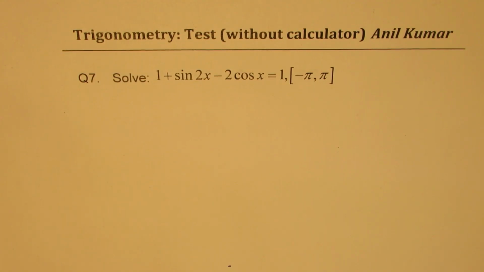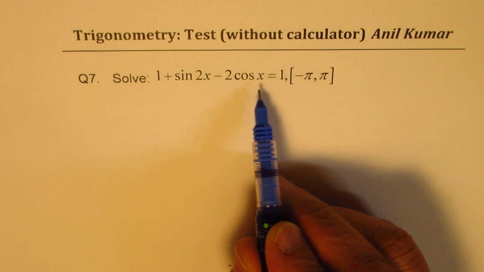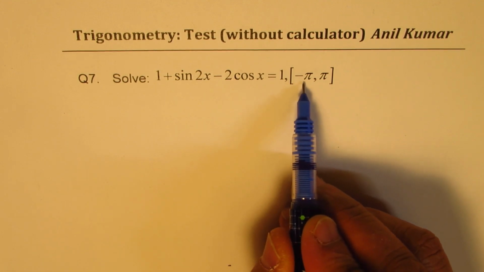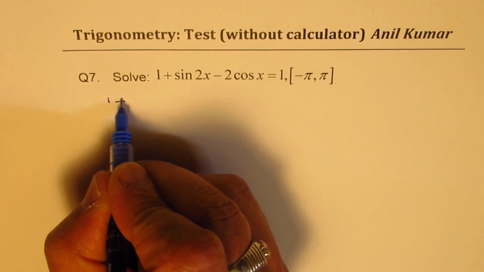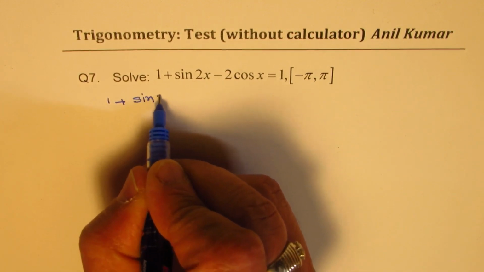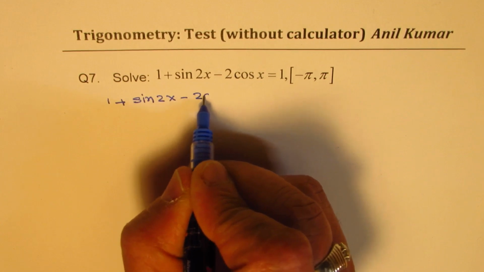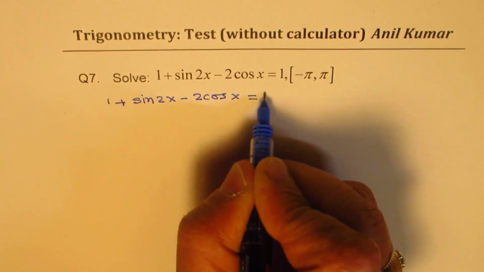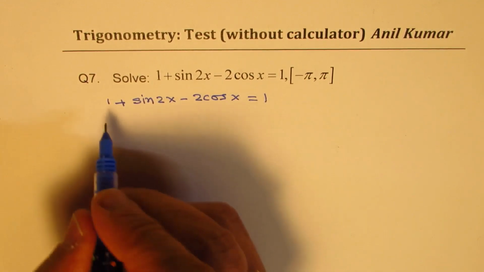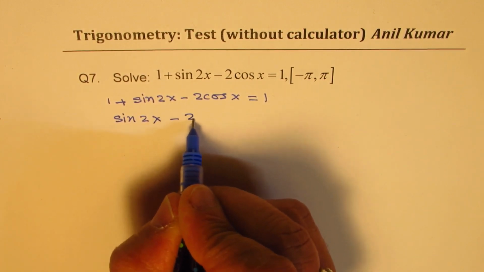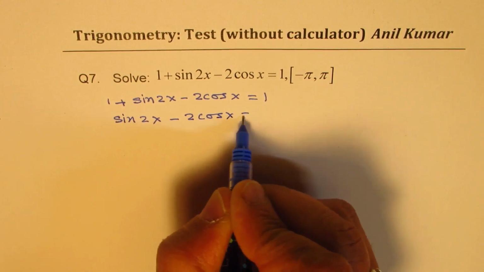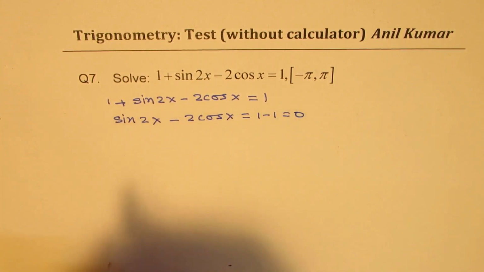Question number 7. Solve 1 plus sine 2x minus 2 cos x equals 1 when x is between minus pi to pi. Now here, let's rewrite this. We have 1 plus sine 2x minus 2 cos x equals 1. So that 1 and 1 cancels. So we have sine 2x minus 2 cos x. You could write 1 minus 1, which is 0.